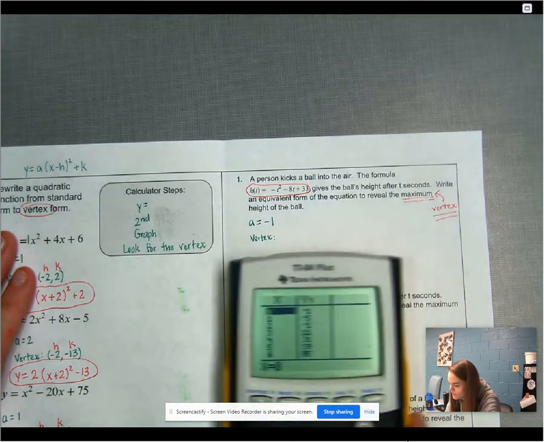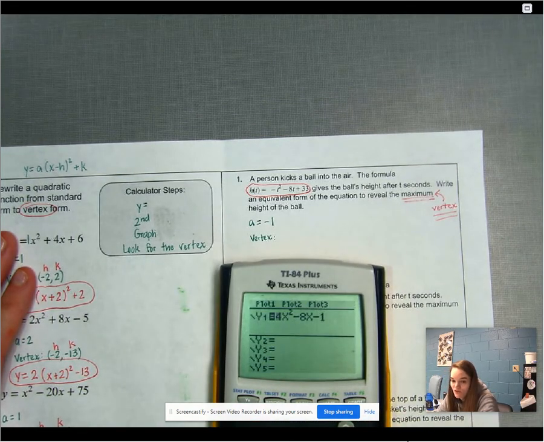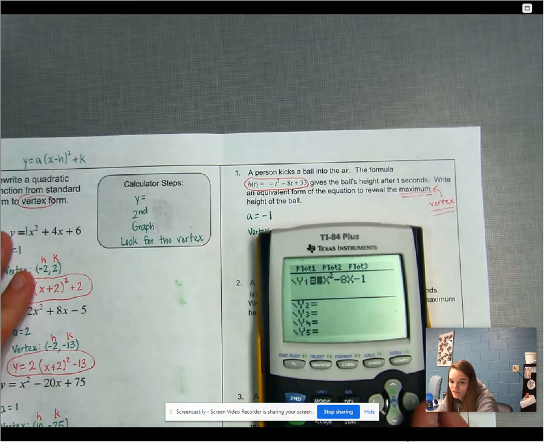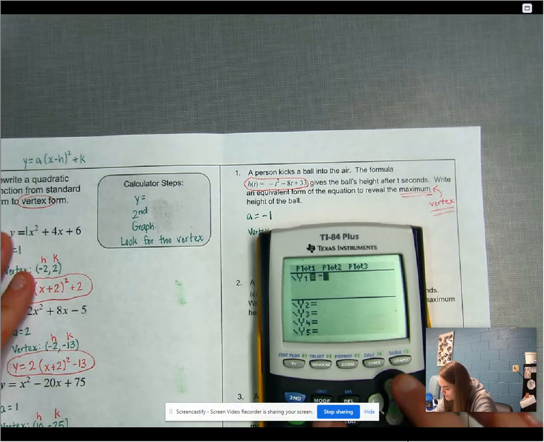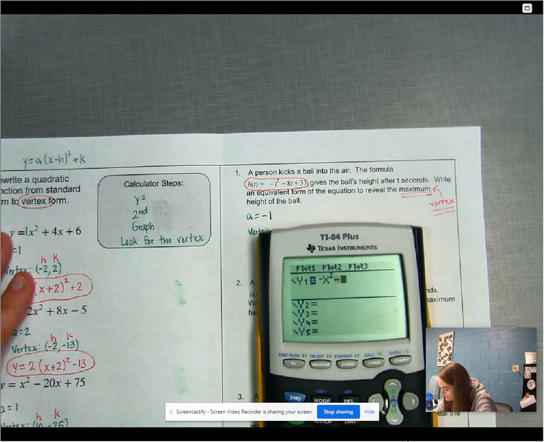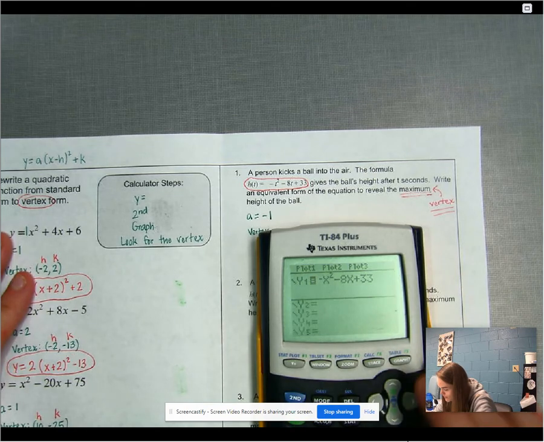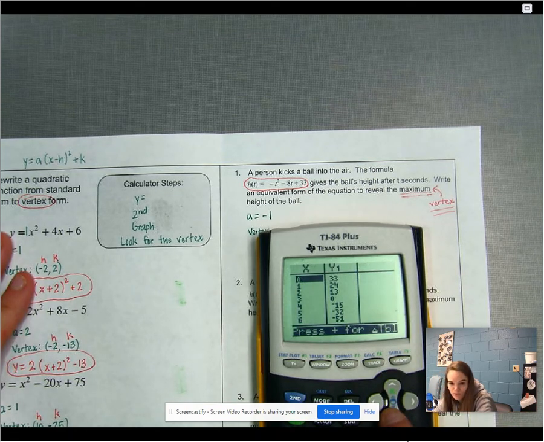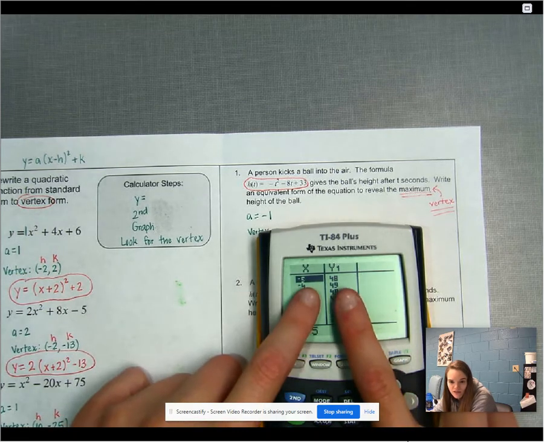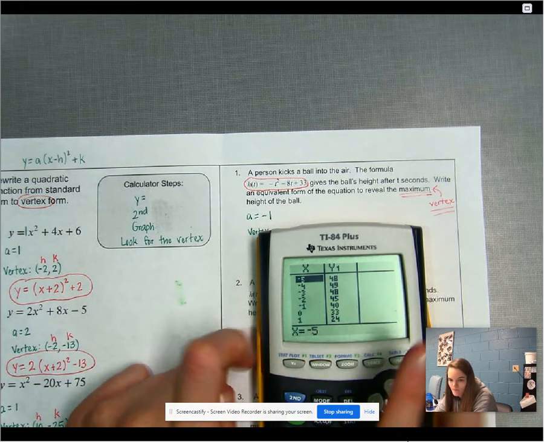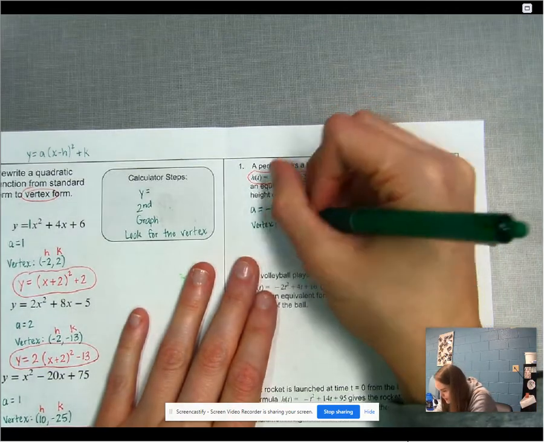Let's find the vertex. We cannot type in t in our calculator. Everywhere you see a t, we're going to have to put x in the calculator, not in the formula. So negative x squared minus 8x plus 33. Second graph. Do you see any repeats? I do not. Right there. Negative 4, 49.